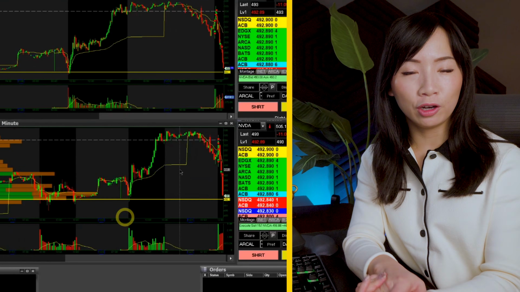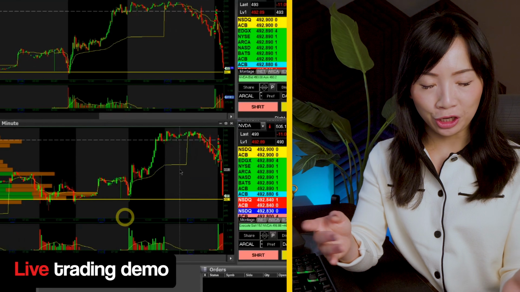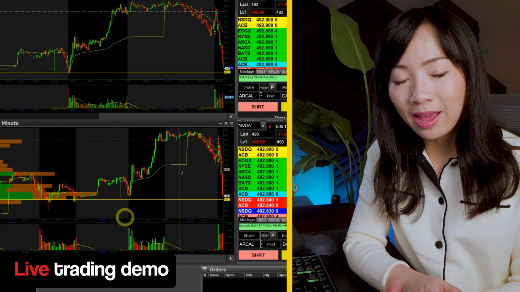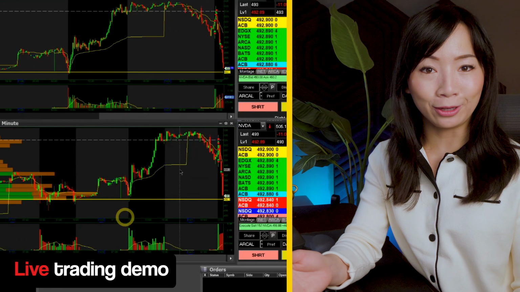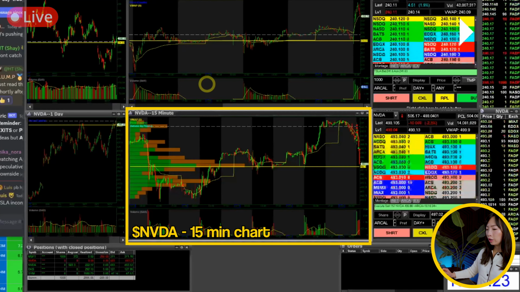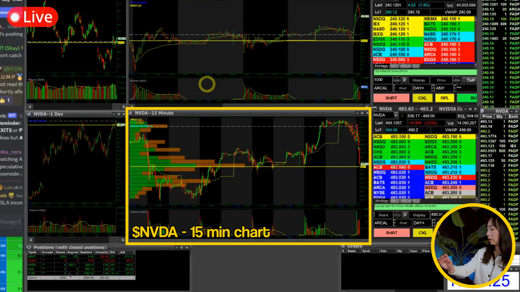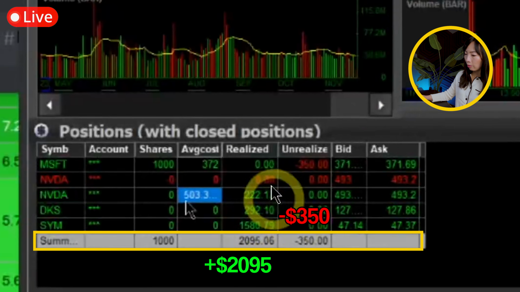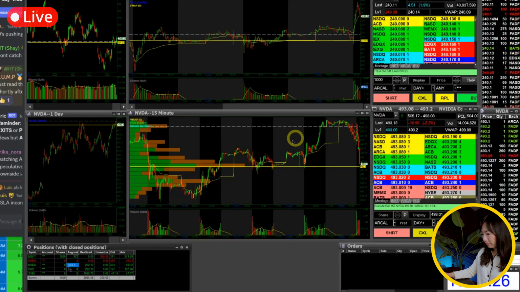Okay, so now that you've learned the criteria for the strategy, including the entries, exits, and the stop loss area, let me show you my live trading executions using this dip buying strategy. Okay, to start, you can see I already traded a lot of different tickers for about an hour. You can see the realized and unrealized down here. But I want to bring your attention to NVIDIA.